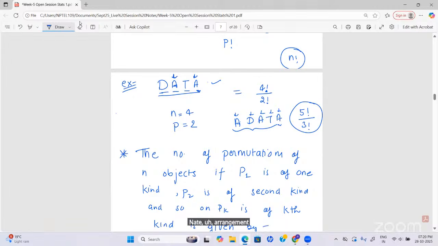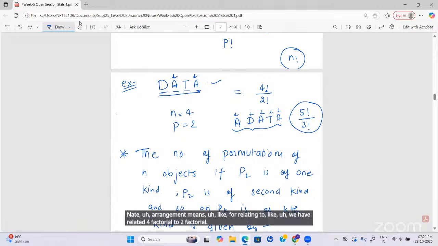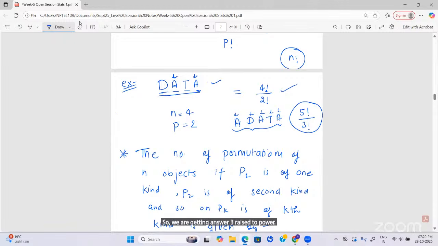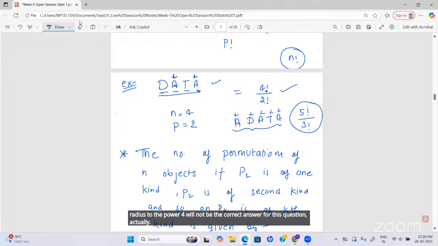We related 4 factorial to 2 factorial, so we are getting answer 3 raised to power 4. And the similar answer is coming, 3 raised to power 4. So in the scenario of A data, will we be getting 3 raised to power 5 as an answer or not? 3 raised to the power 4 will not be the correct answer for this question actually.